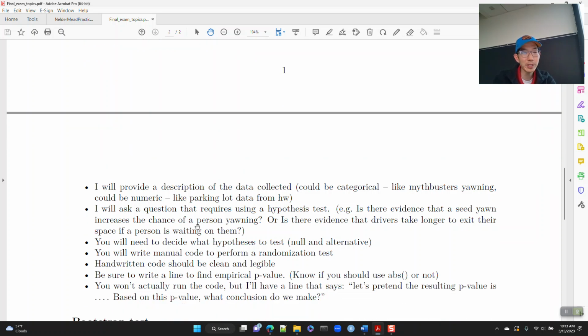So I'll provide some kind of problem where there's a description of the data. Now this data could be categorical or the data could be numeric. You've seen a couple of examples. The categorical data we had in the lecture notes was the yawning and Mythbusters. Then you had a numeric example in your homework, which was how long does it take for someone to back out of their parking spot?